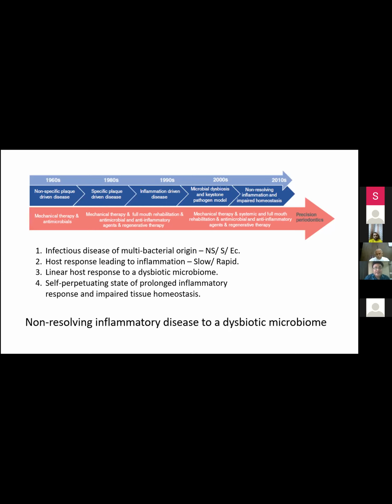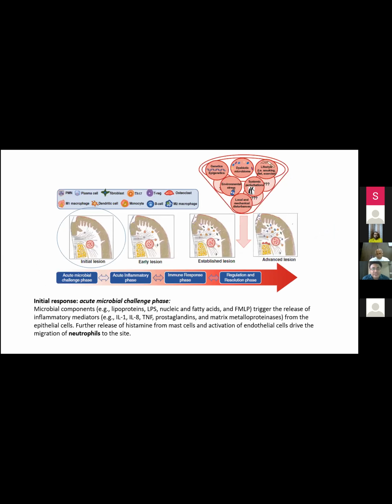All right. Now let us see the stages. We have got 4 stages. The first one I have already circled here, initial lesion. This is where the microbial challenge starts and the gingiva develops the initial lesion. And as you can see, the highlighted word, this is characterized by neutrophils, polymorphonuclear cells.